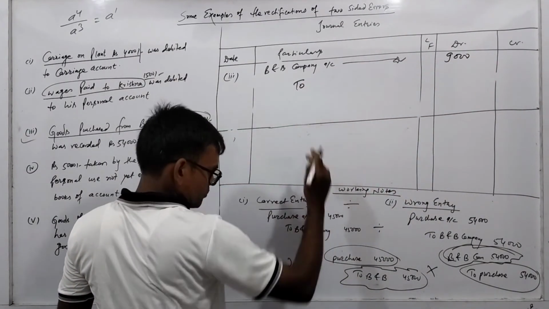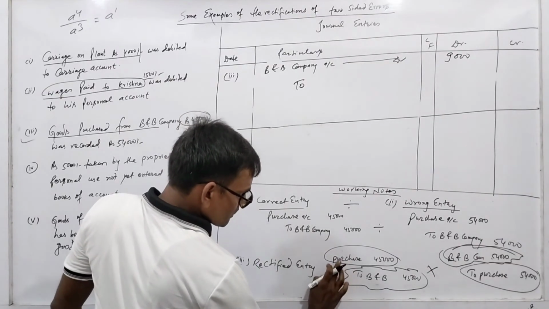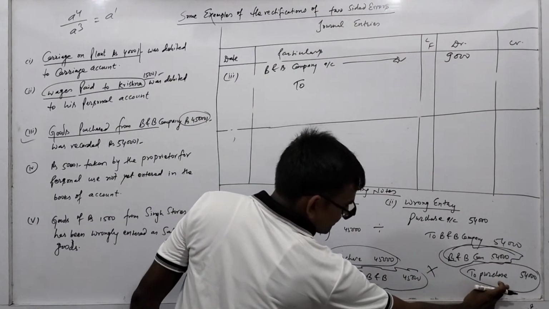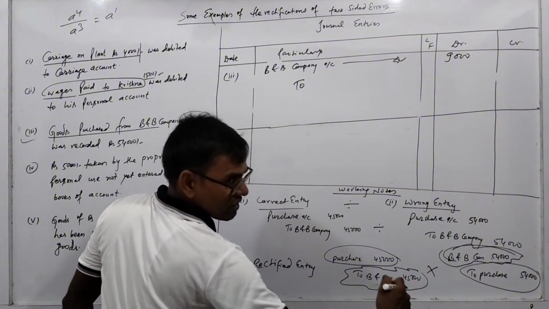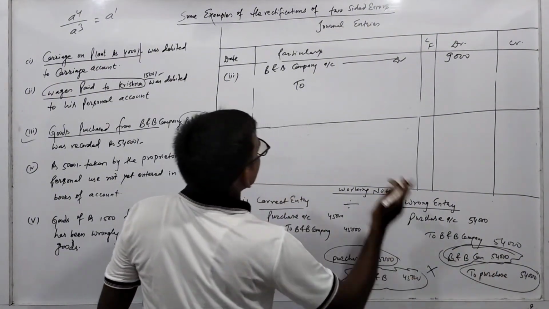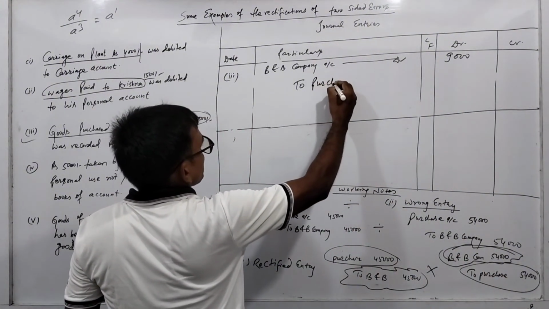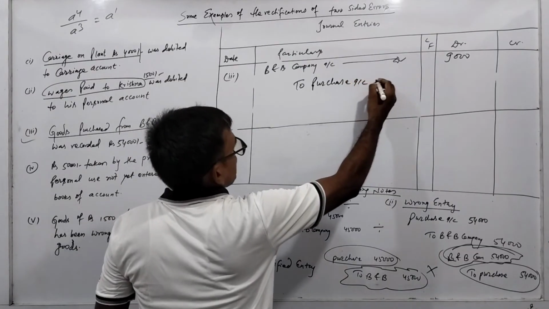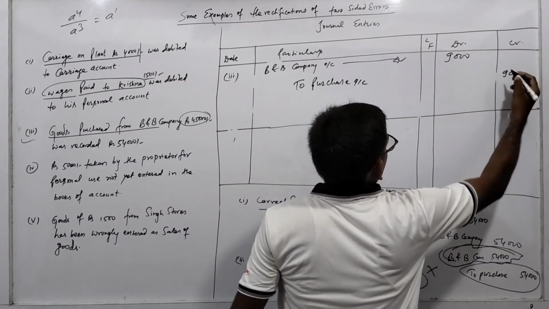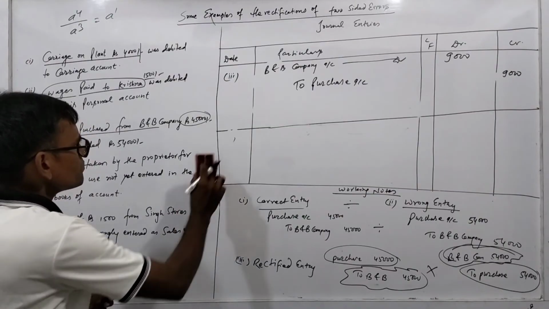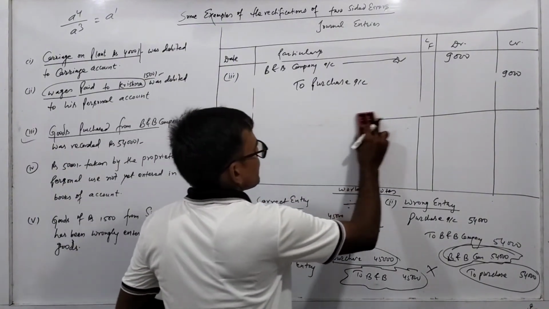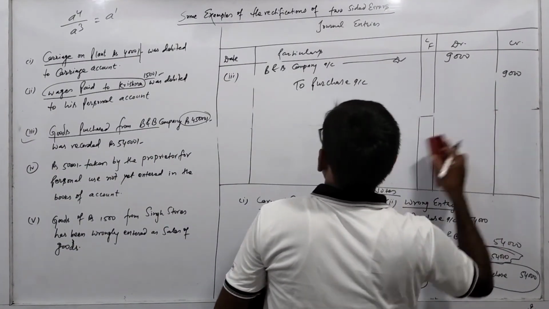And two, in credit side purchase account is being more, so credit side will be to purchase account by 9,000, and you will write the narration. So in the same way you will do question number 4.